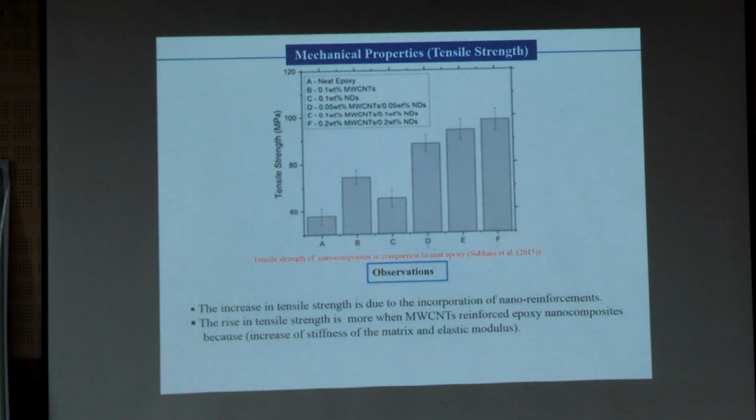And then if you see, this is the tensile strength for the same material. The tensile strength also improved with the hybrid nano composites, right, compared to the neat composite and compared to the nano composite. So this increase in tensile strength is also due to incorporation of this nano reinforcement, because what is happening is the increase in stiffness of the matrix and elastic modulus, right, which will improve the strength. So normally by mixing this we are able to improve the elastic modulus and also the stiffness of the overall composite material, then the tensile strength will be high.